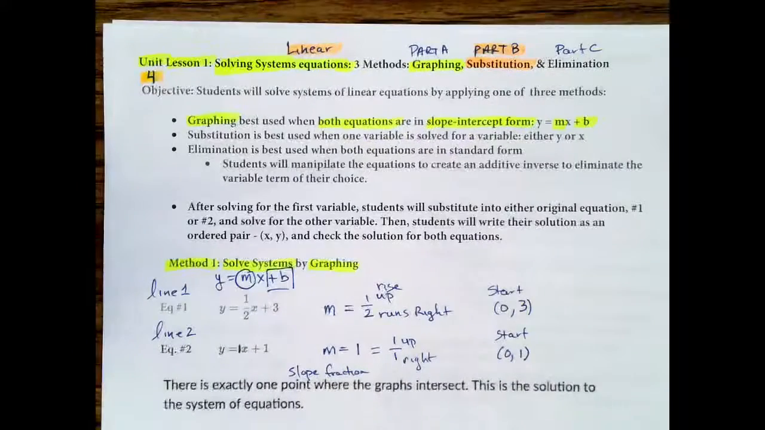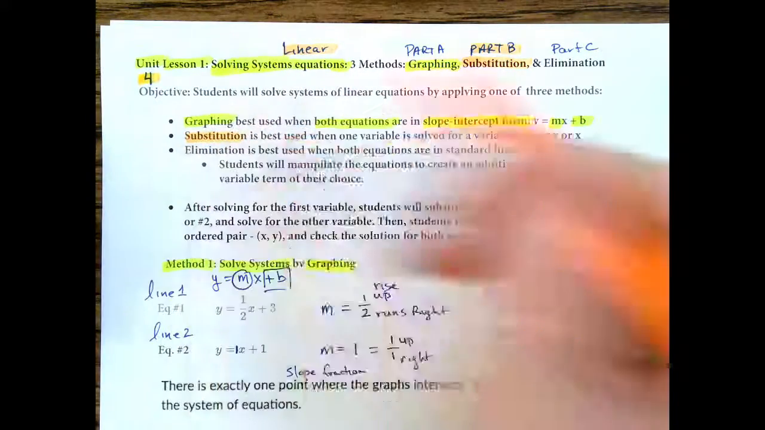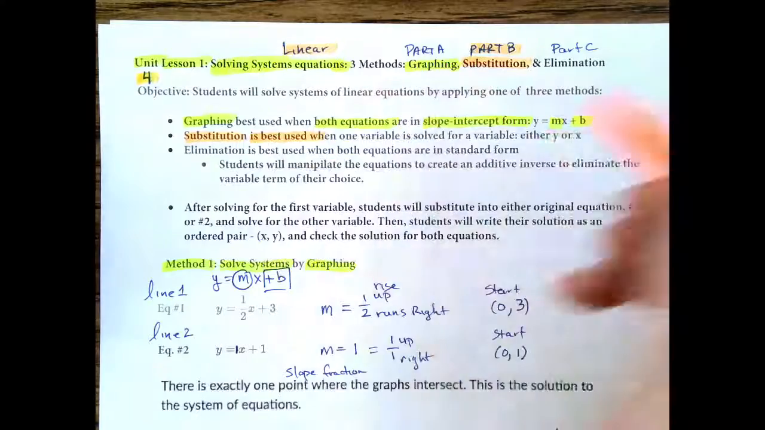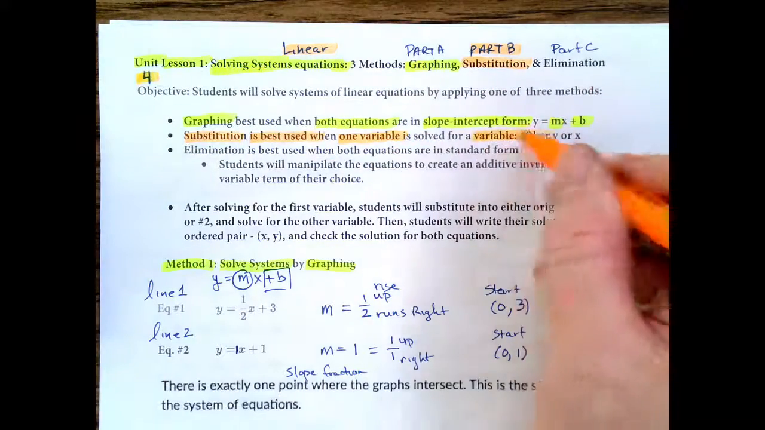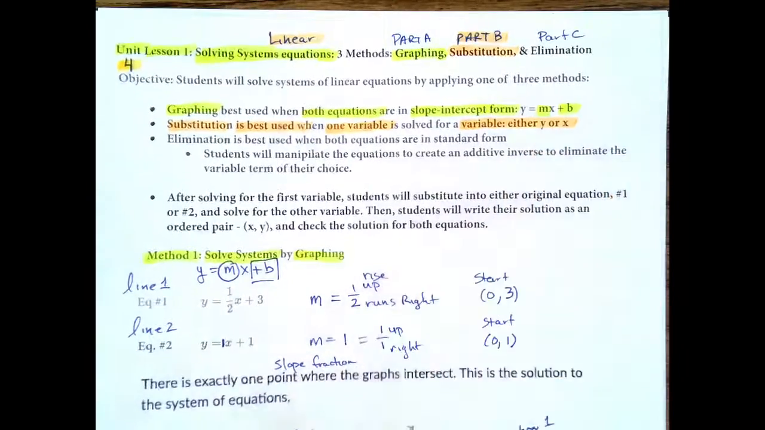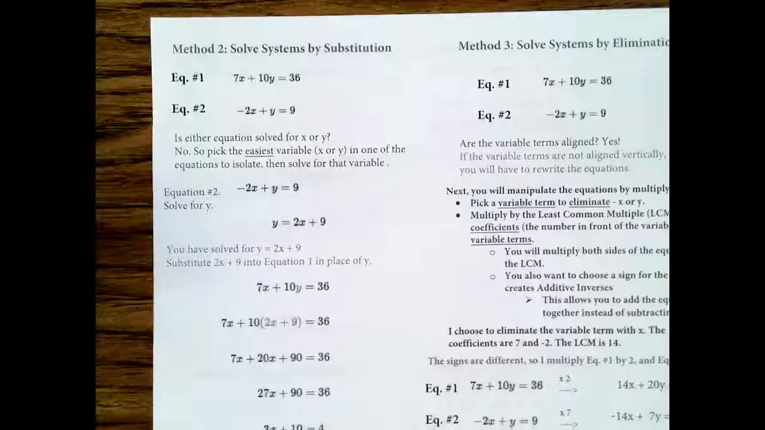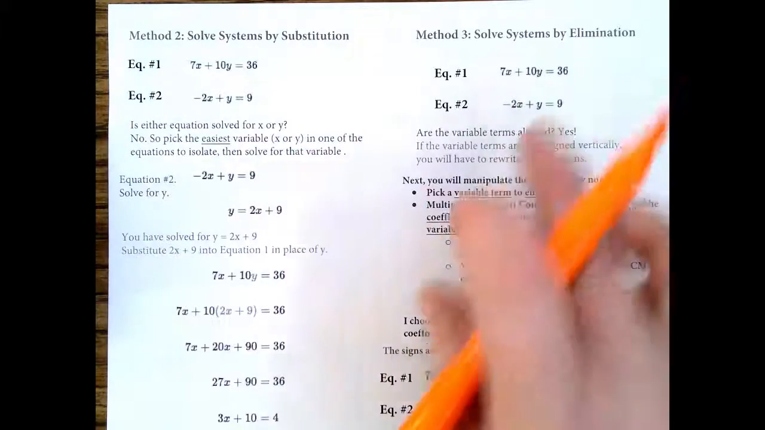Well, we're going to use a second method here in our notes, and substitution is best used when we have one variable solved for either y or x. So let's take a look at page 2 in your notes. Method 2, solving systems by substitution, and then later on we'll learn method 3, solving systems by elimination.